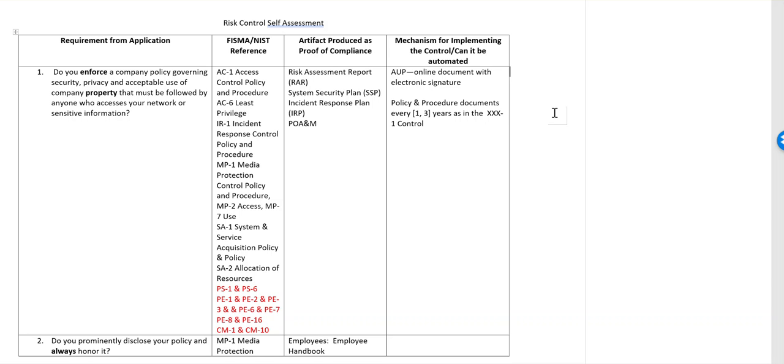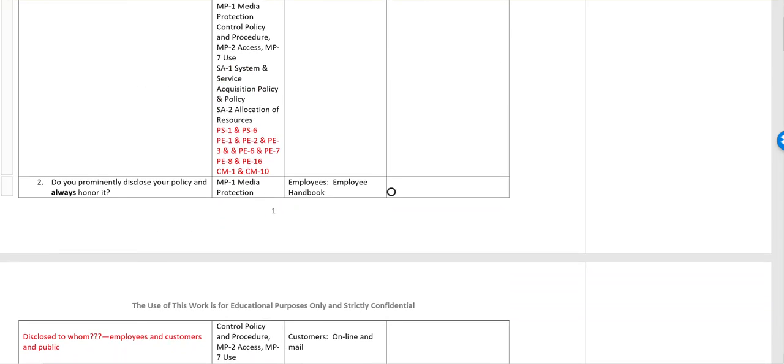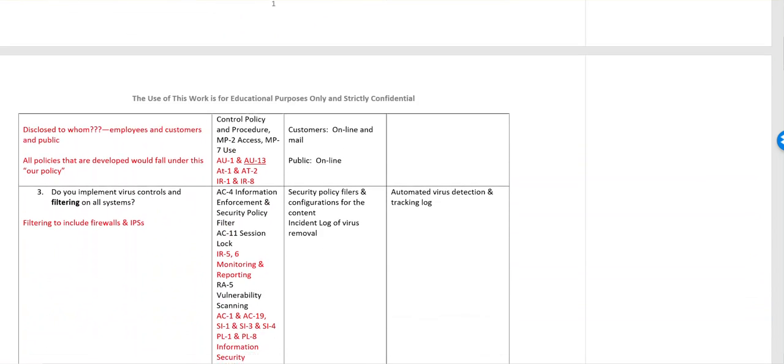Do you enforce a company policy? We talked about, do you prominently disclose your policy and always honor it? How are you going to do that? An employee handbook. If you see questions under the requirements, those questions are discussion questions from that time. And don't worry about the red or anything. The first statement is always the requirement. Everything else is notes.